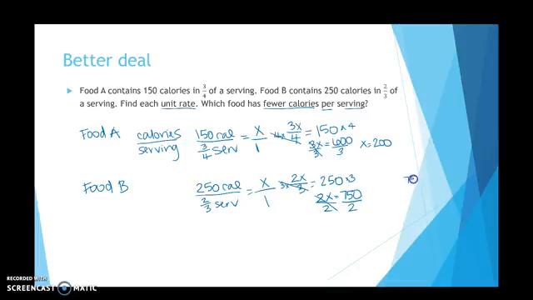Let's go over here and do our math real quick. 2 times 3 is 6. 15. 2 times 7 is 14. And 2 times 5 is 10. So x is 375 calories per serving. So it says which has fewer? Well, food A only has 200 versus 375, so food A.